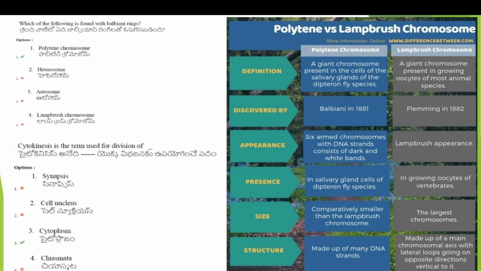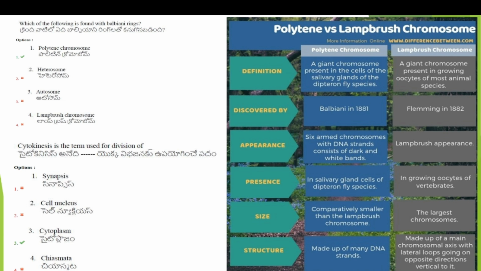Next, another question. Cytokinesis is the term used for division of what? In general, cell division contains karyokinesis and cytokinesis. Karyokinesis means nuclear division. Cytokinesis means cytoplasm division. So the answer is cytoplasm. Cytokinesis means cytoplasmic division. Let's take the other options.